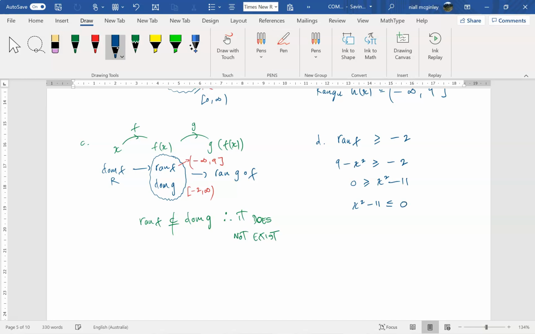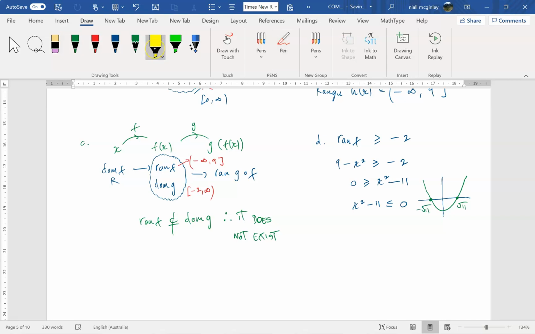So we're solving a quadratic. I've got it like this: x squared minus 11. If I solve that to find the intercepts, x squared would equal 11, so x would equal plus or minus root 11.